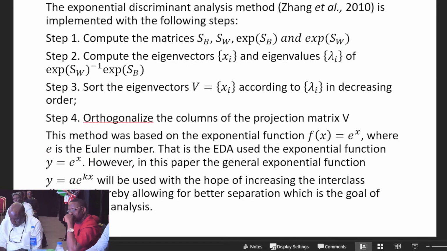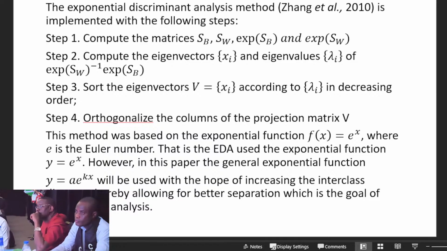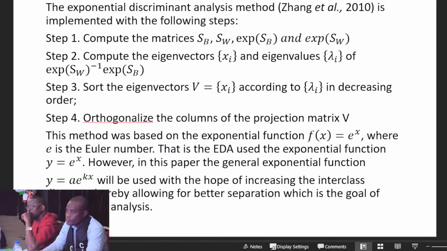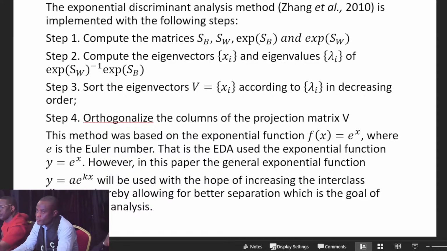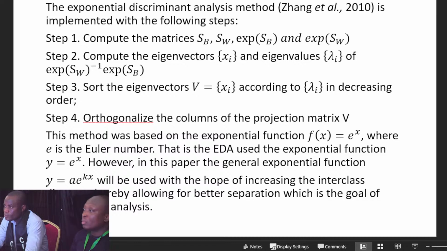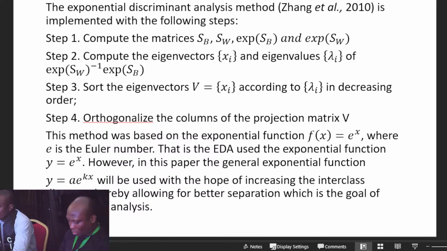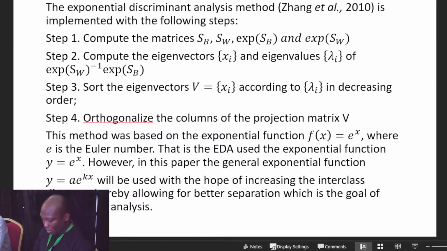But if we go on now, these are the steps to follow when we are carrying out the exponential discriminant analysis. First is to compute the scatter matrices and take their exponentials. Next is to find the eigenvectors and the eigenvalues. Then we sort the eigenvectors according to the eigenvalues in decreasing order. And then we orthogonalize the columns of the projection matrix.